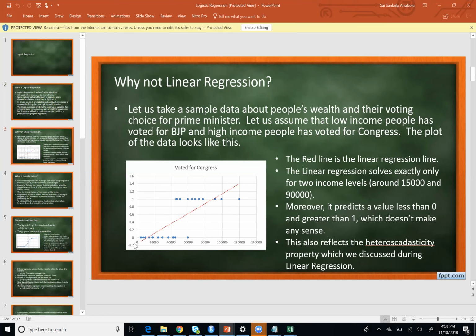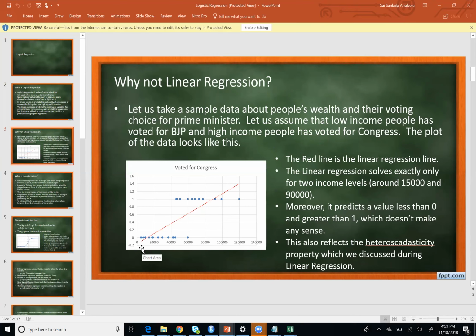Let's say I fit this line and then I ask you, someone who has an income of 75,000, who will they vote for? If you go to 75,000 and look here, the value you're getting is 0.66. What does that mean? It's neither 0 nor 1, right? So that's why linear regression can't be used in this case.